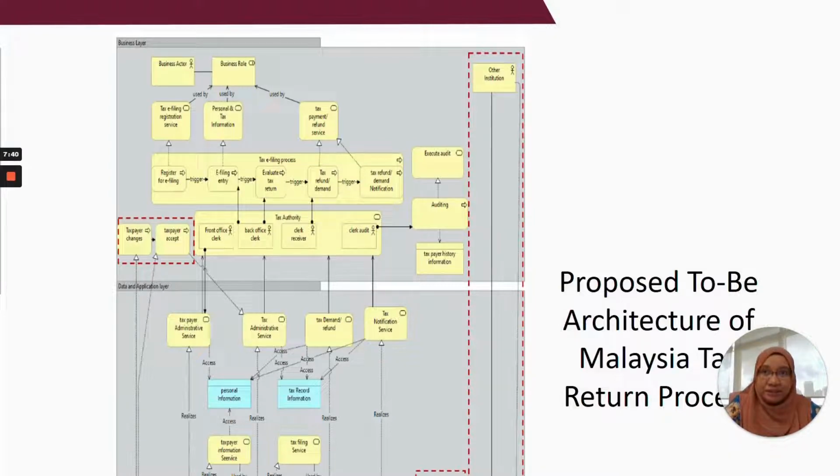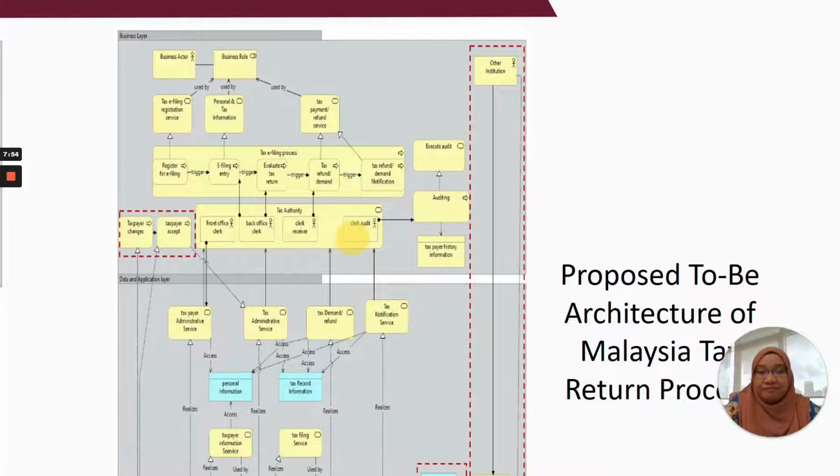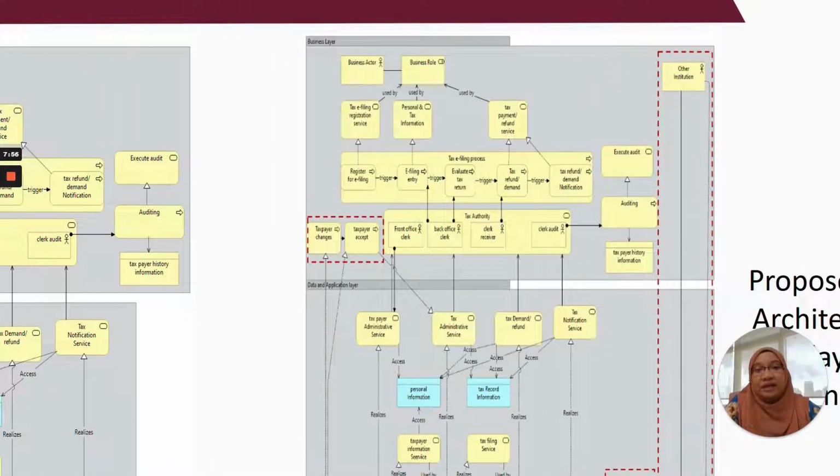This is more on the checking, to make sure what they submit to the IRB is also in line with the banking, with the institution that they work with, to make sure the data is valid. Before this, there was no direct linking to other institutions.